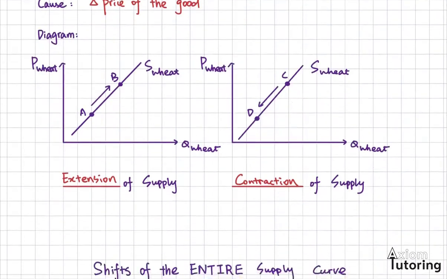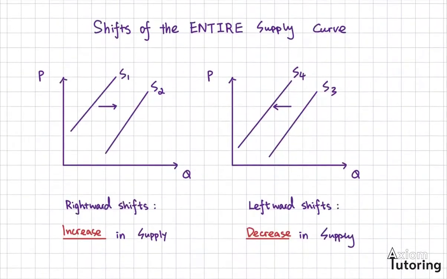Now let's move on to the shifts of the supply curve. Shifts occur when non-price factors change the cost or willingness of firms to produce. A shift to the right from S1 to S2 indicates an increase in supply because at every price, the quantity supplied is greater than previously. A decrease in supply can be demonstrated as a leftward shift of the supply curve, for example, from S3 to S4 in this case, because at every price, the new quantity supplied is smaller than the previous old quantity supplied. Shifts happen even if the price of the good does not change.